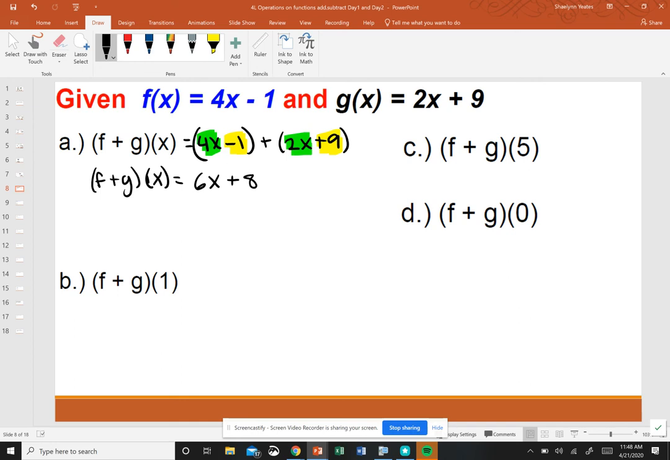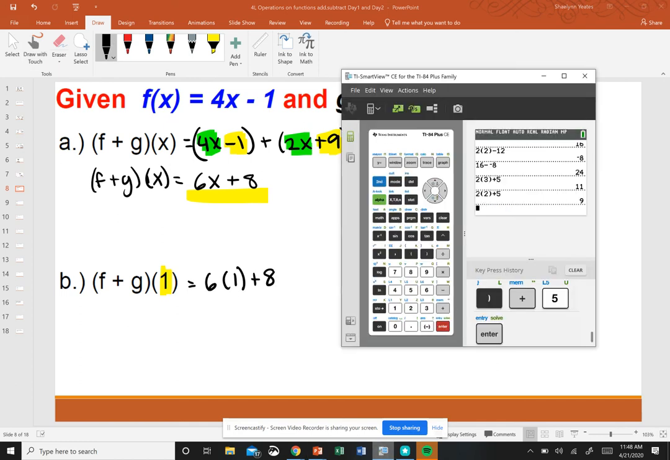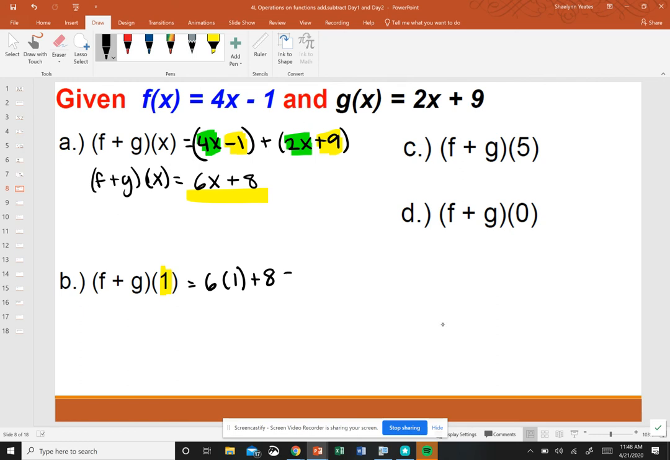And notice this is just another function. This is just another thing that we can plug stuff into. Well, since we know what f plus g of x is, we don't have to plug that 1 into each individual equation. We can just plug this 1 into this equation. So now we just have 6 times 1 plus 8. So I'd pull out my handy dandy calculator, do 6 times 1 plus 8, and I get 14.